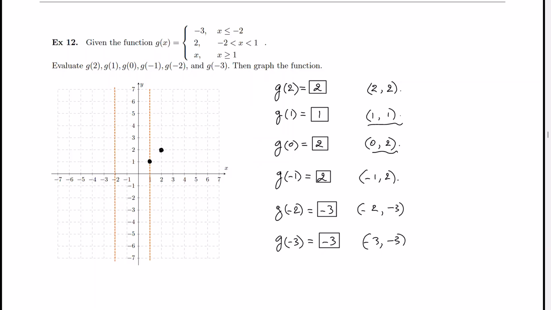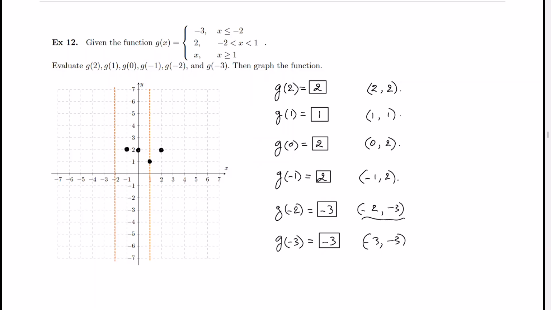The next one is 0, 2. When x is 0, the y is 2. And next we have the point -1, 2. When x is -1, the y is 2. So that's that point right there. So between the borders, it looks like I have a straight horizontal line, kind of. And so let's see what's going on the other side.